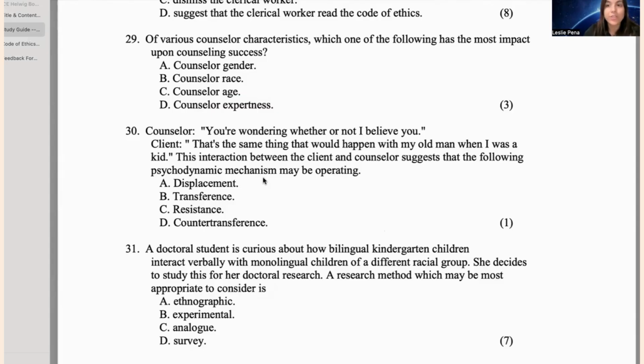It would be countertransference if you were, as the therapist, putting your feelings onto them. This doesn't have to be something romantic. It could be something like, oh, this client reminds me a lot of my little brother. Oh, this client reminds me a lot of my great aunt. That's countertransference. And the best way to deal with it is by dealing with it.